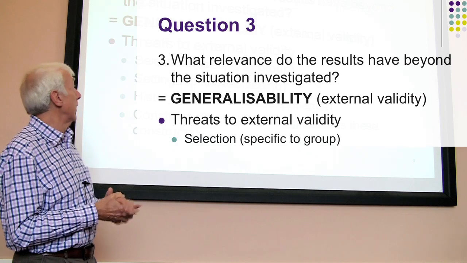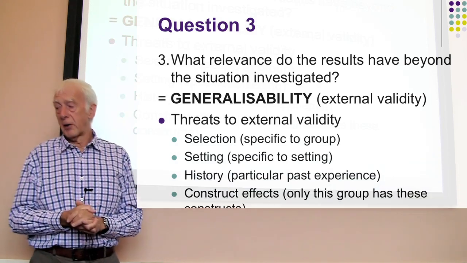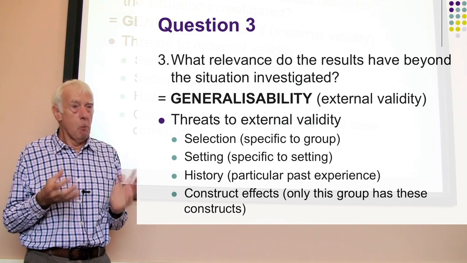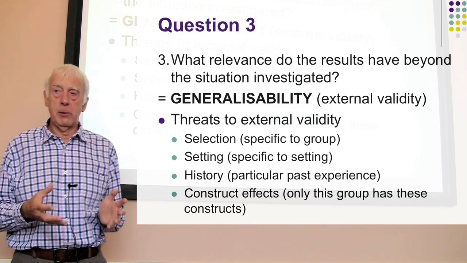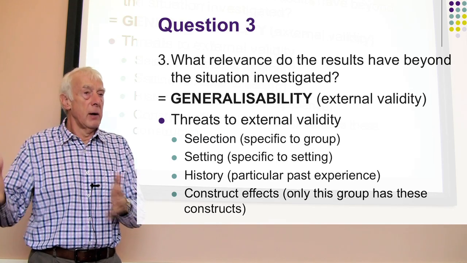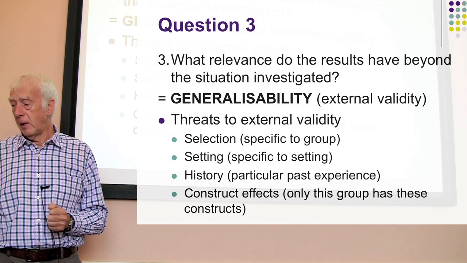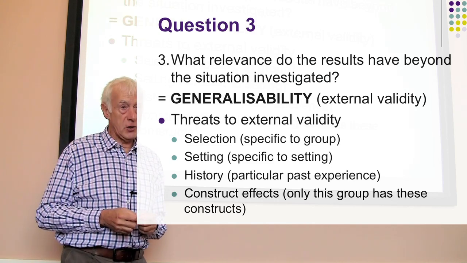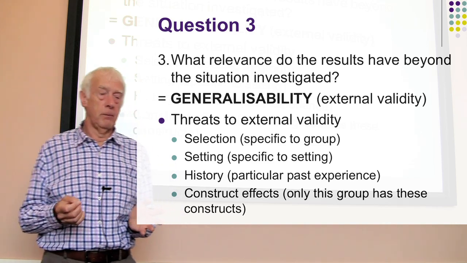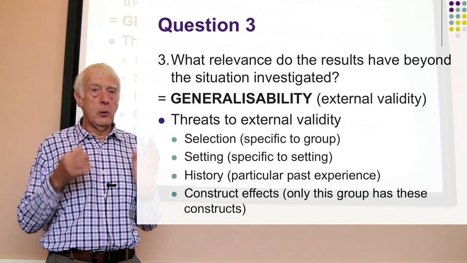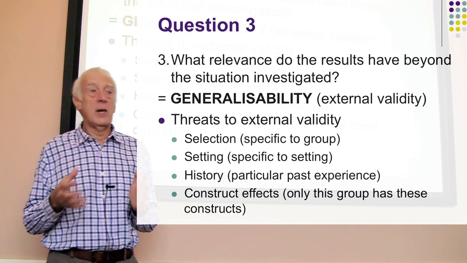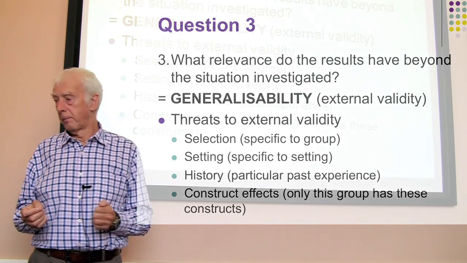And again, we can have threats to that, things that can go wrong with our study, so that we think we've got something that's typical, but we haven't. In some way, what we've actually got is untypical, and therefore we cannot reasonably generalise to a wider population. Here are some examples of that. We can have a selection problem, and this is probably the most typical thing that goes wrong here. The group we're doing our research on has been selected in such a way that they're not typical of the general population.